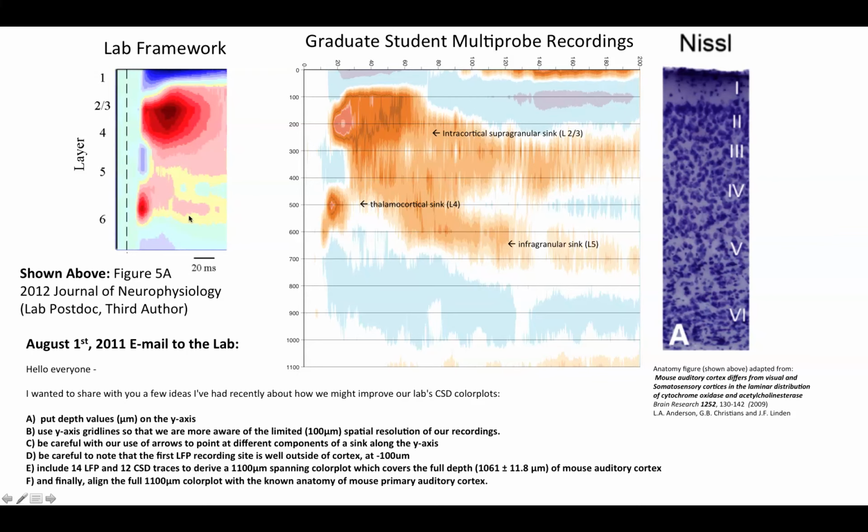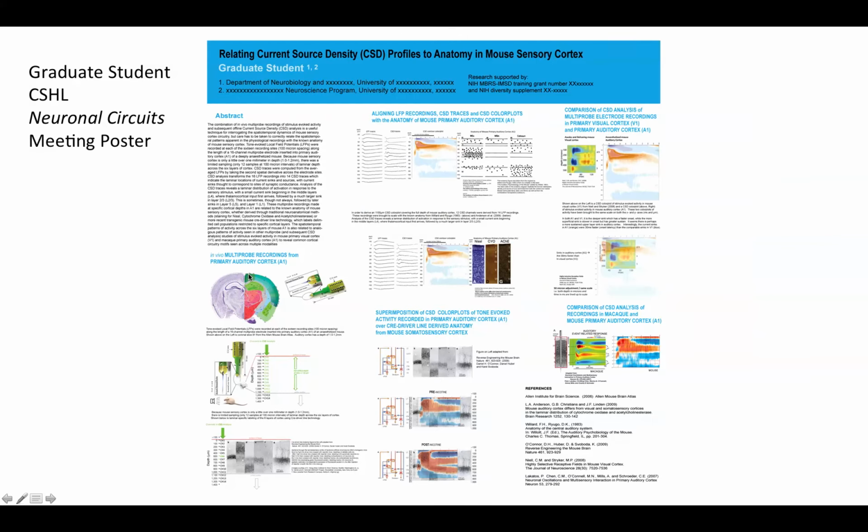I mean, the inconsistencies are pretty incredible. Now, I left the lab. I started all over in a second lab. And 9 months later, in March of 2012, I attended the Cold Spring Harbor Laboratory Neuronal Circuits meeting, and I presented a poster of my own work with multi-probe recordings, where I have a quantitative approach to analyzing the data and where I present the data right alongside the anatomy.